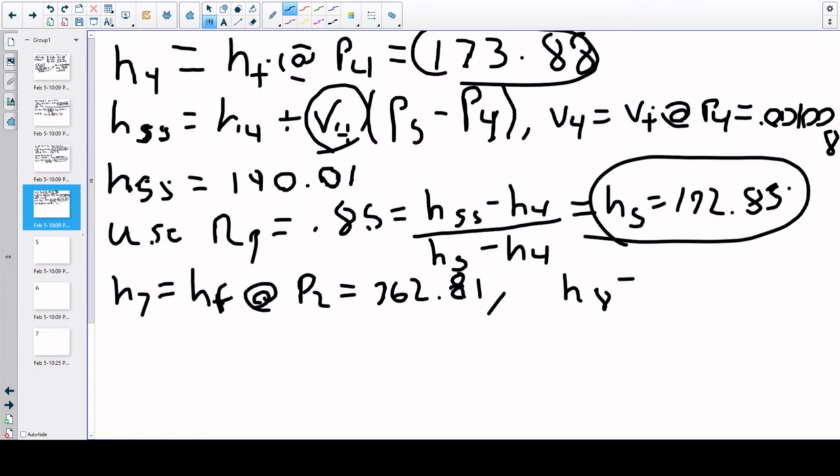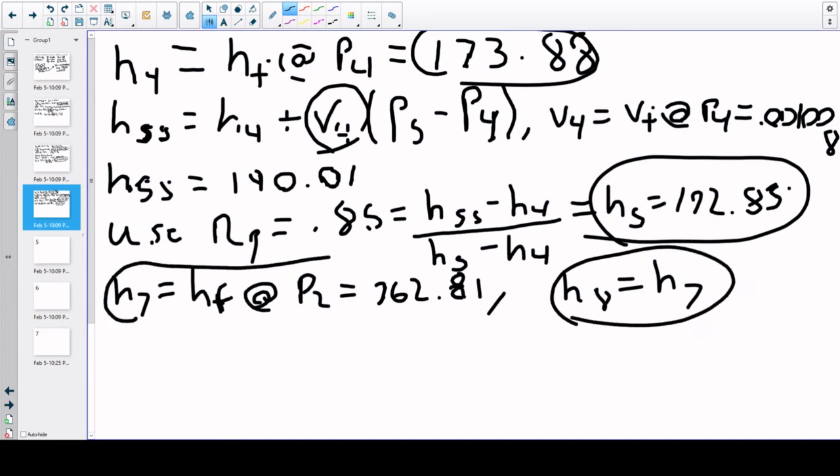And since we know that H7 then goes through a valve, the property of a valve is H7 is equal to H8. The enthalpy does not change going through a valve.